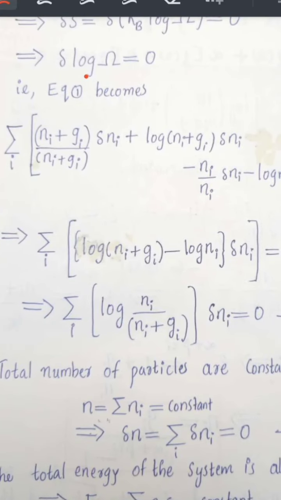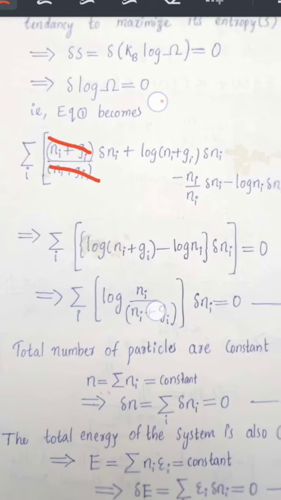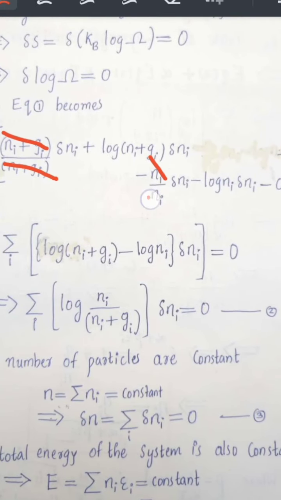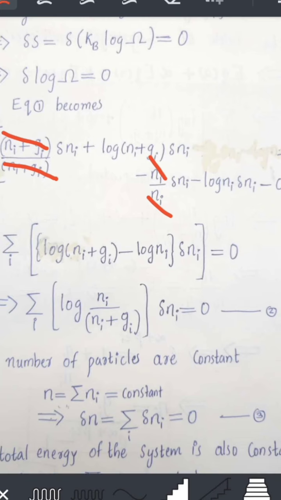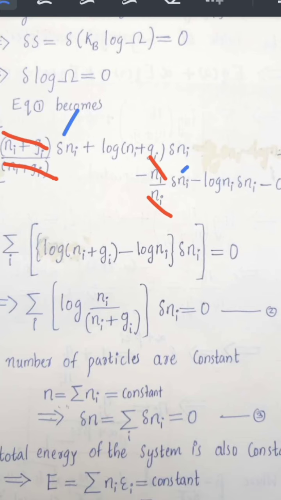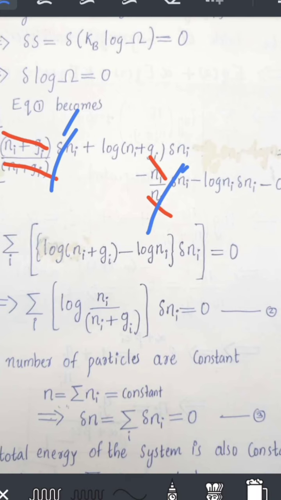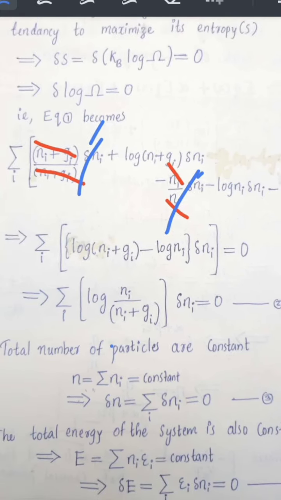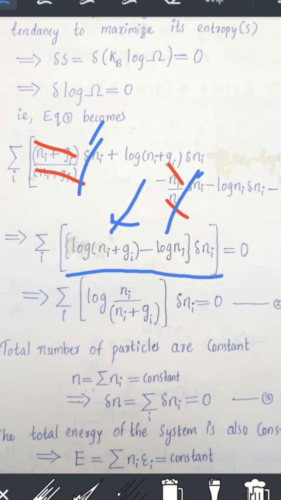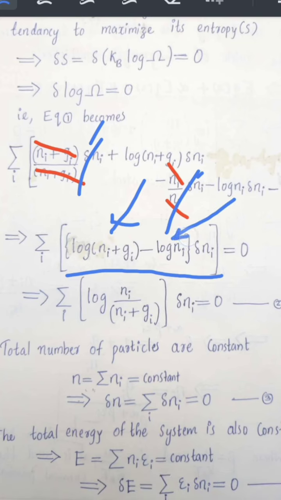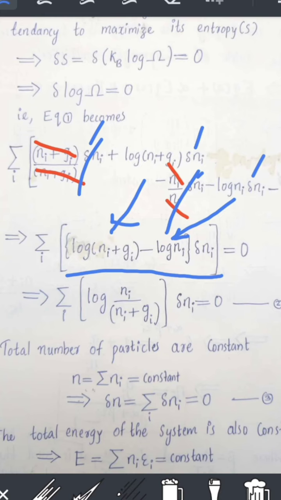And you can see that this ni plus gi and this ni plus gi cancel, and you only get delta ni here. And also this ni and this ni cancel to 1, and a minus delta ni here. So this plus delta ni and this minus delta ni cancel to 0. So the remaining thing is the summation over i. Look here, summation over i of log of ni plus gi minus log ni. And you take this delta ni, as a constant, outside the bracket.